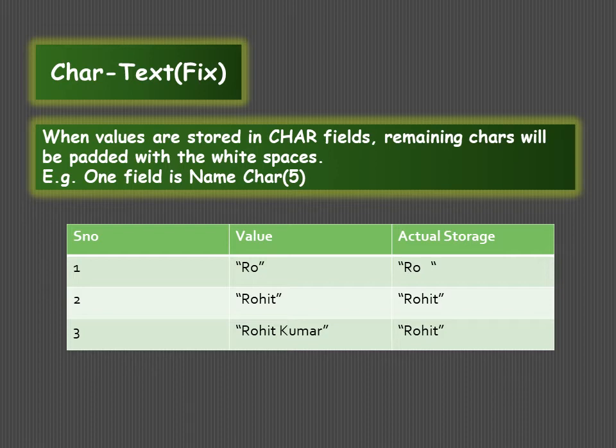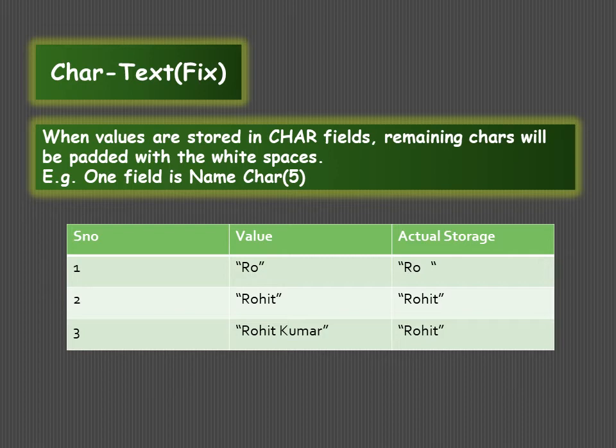Now when it is actually stored in the database, it will be RO for the 2 characters, and then the rest of the 3 characters, or 3 bytes, or 3 spaces, will be padded or occupied with white spaces. Storage space maximum was 5 bytes. How many characters were there in my value? That was 2. So it took 2 bytes to store those 2 characters, but the rest of the 3 spaces are filled with white spaces.